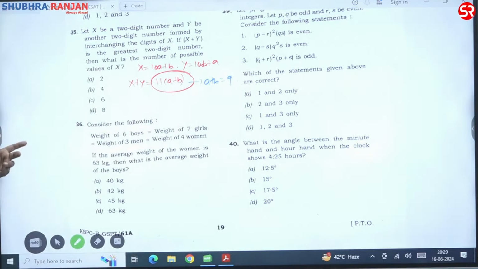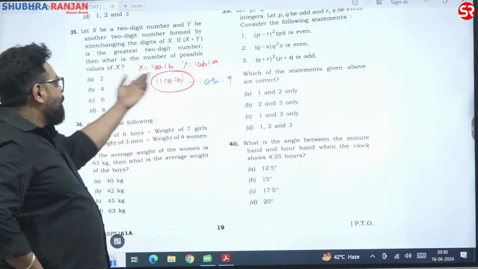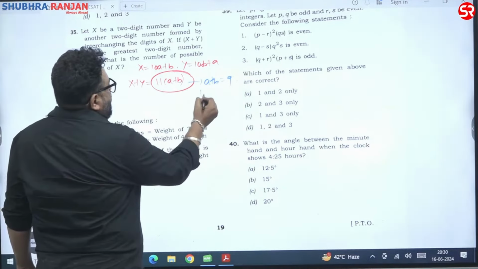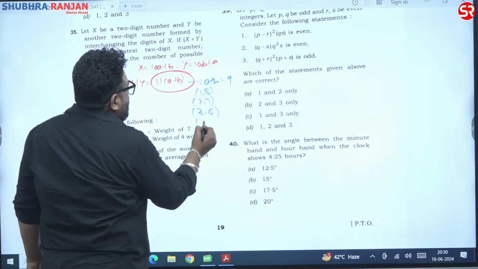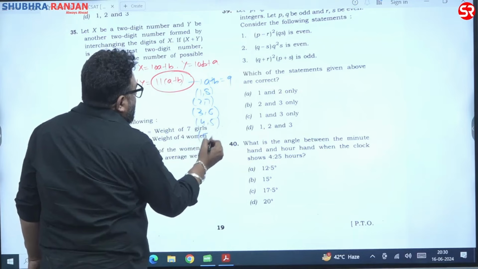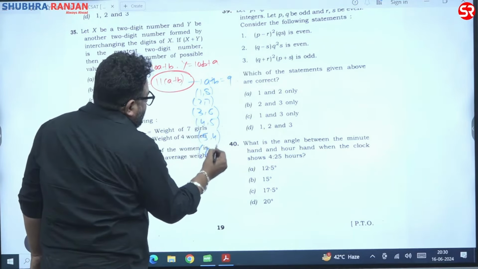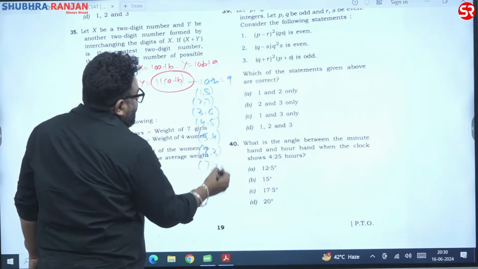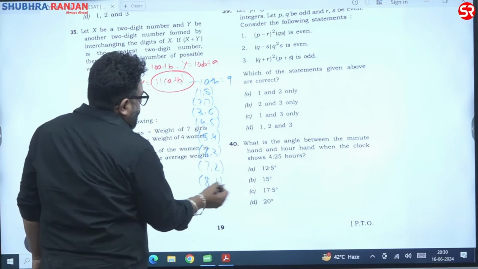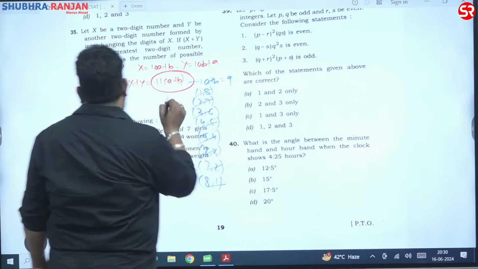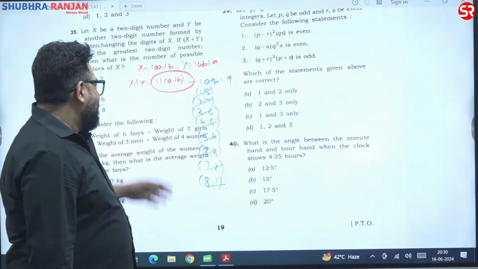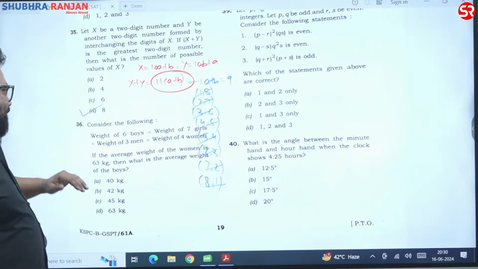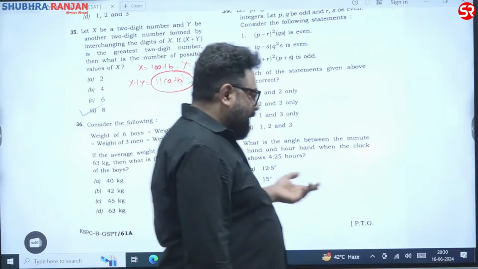So if a plus b is equal to 9, then he asks what is the number of possible values of x? This is only possible when it is 1 8, 2 7, 3 6, 4 5, 5 4, 6 3, 7 2 and 8 1. So 1 2 3 4 5 6 7 8, 8 such numbers are possible. Isn't it? 18, 27, 36, 45, 54, 63, 72, 81.